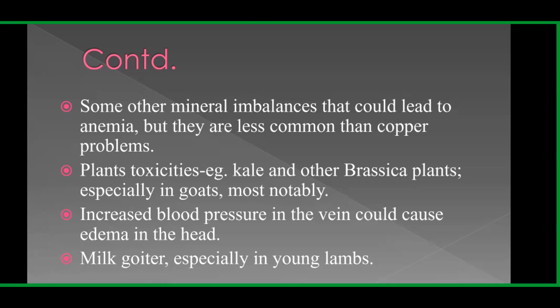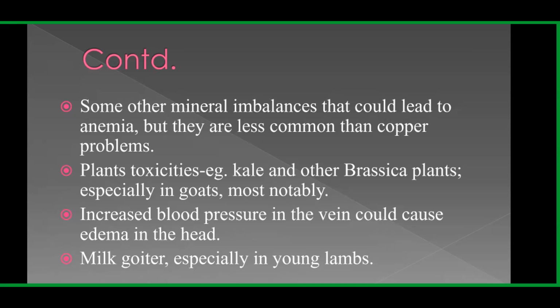Certain plant toxicities, like kale or brassica plants, also cause anemia. They cause hemolytic anemia in goats, and that will lead to reduced oncotic pressure. Then increased blood pressure in the veins will lead to bursting of the veins, and that will lead to excess blood loss in the peripheral tissue, and that will lead to a reduced amount of cellular and solute portion in the intravascular space, and that will lead to oozing out of the fluid.